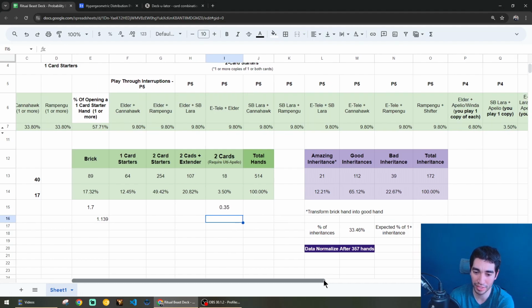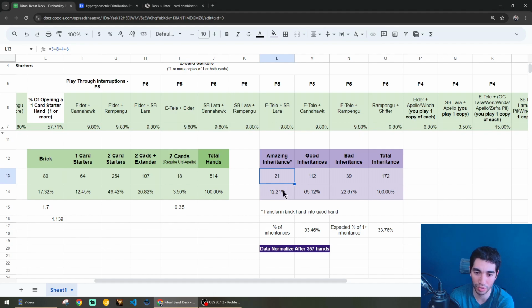And apart from that, we have this inheritance here, and just to give a quick rundown of what the numbers are. Amazing inheritance is a hand that was a complete brick. And again, remember brick, we have 17 ritual beasts, 3 Italies, and the rest, apart from the 3 inheritance in this case, for this calculation in particular, are Oyamas, no? So we have 12.2% for that. Apart from that, we have 67% good inheritance, and we have bad inheritance. So this is inheritance where we don't have another ritual beast monster in hand, and that's 22.67%, no? So that's another thing to consider.